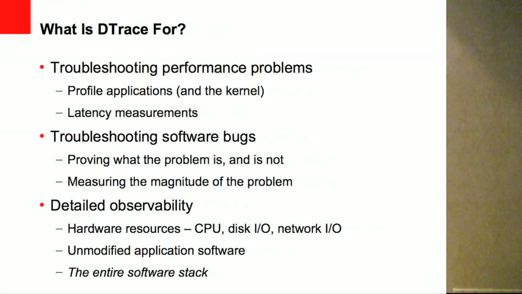What is DTrace for? Troubleshooting performance problems, which it's particularly good at. Profiling applications and the kernel, since it can see all software, and taking latency measurements. In the world of performance, it is about latency more than anything else. I do a lot of performance analysis as part of my day job. With performance, you can often start off on the wrong foot if you're using system tools that are looking at physical components like disks and CPUs, where in many application environments, the CPUs may be busy, but the application's working fine. The disks can be busy, but the application's working fine. What matters is the application transaction latency.